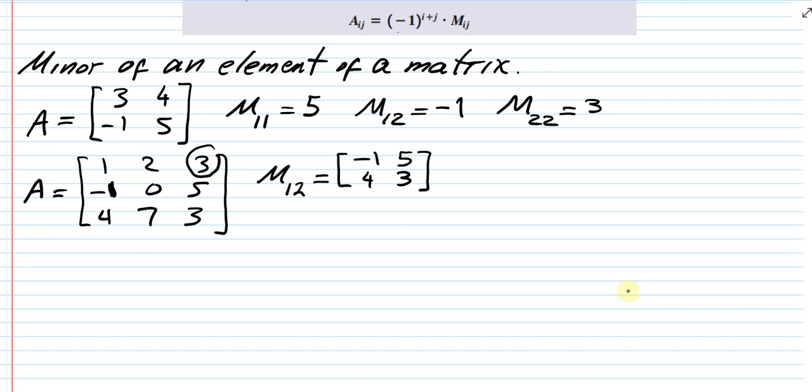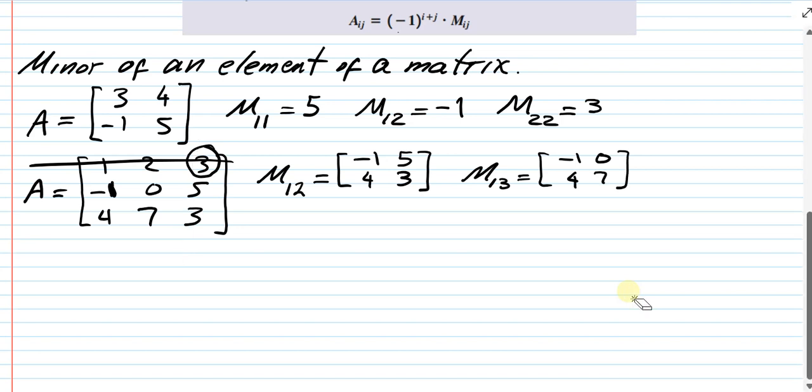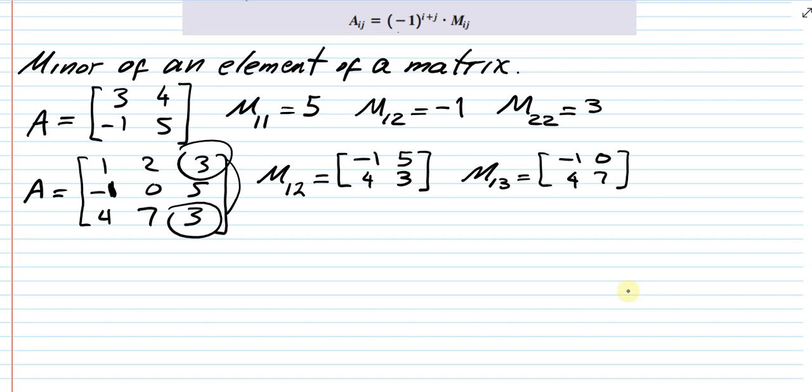Let's do the minor of 3 in that position. The location of 3 is in the first row, third column. So you delete the row, you delete the column in which 3 appears. The remaining elements of the matrix are -1, 0, 4, 7. There we have that one. All right. And let's do the minor of this other 3. See, they're both 3s, right? But they appear in different locations. So their minors are going to be totally different.